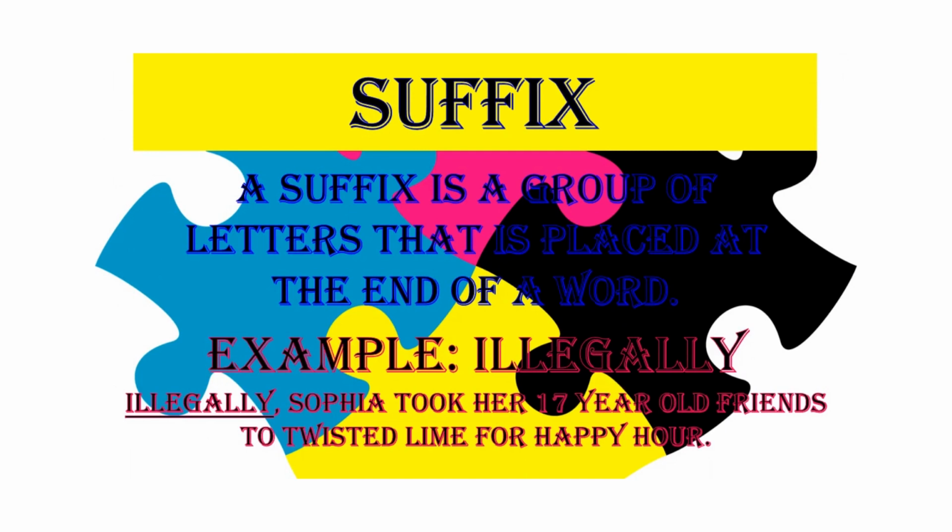A suffix is a group of letters that is placed at the end of a word. Let's look now at our example, illegally. We started out with the root or base word legal. Then we added the prefix IL. Now we're adding a suffix ly. Let's look at the sentence. Illegally, Sophia took her 17-year-old friends to Twisted Lime for happy hour.